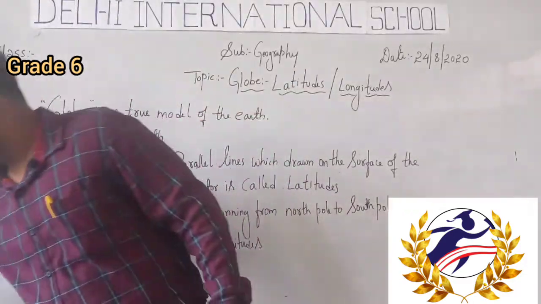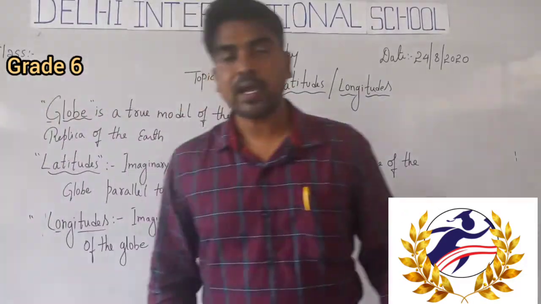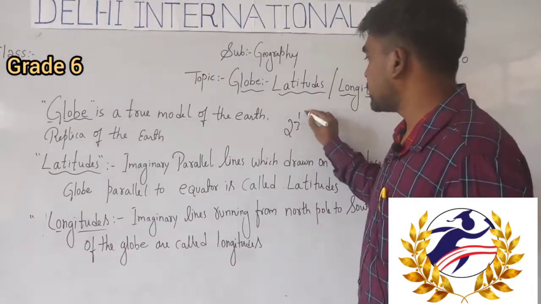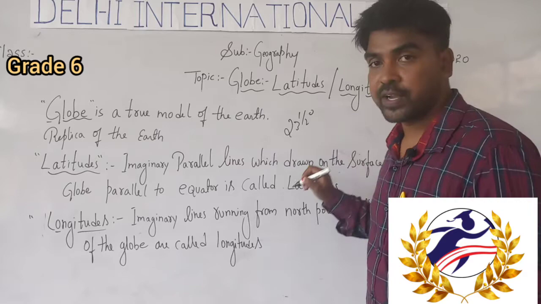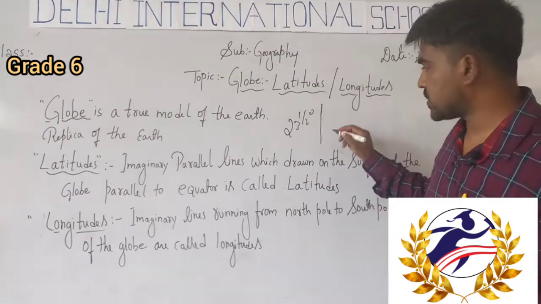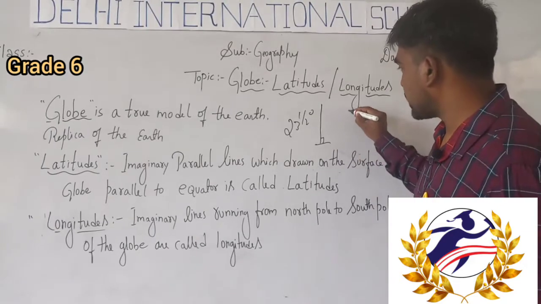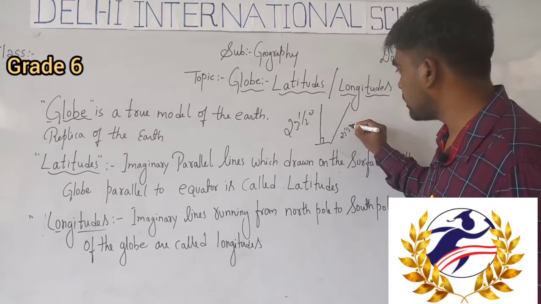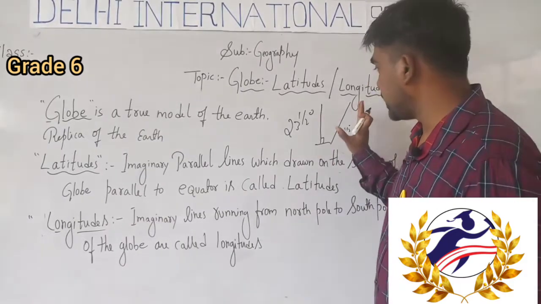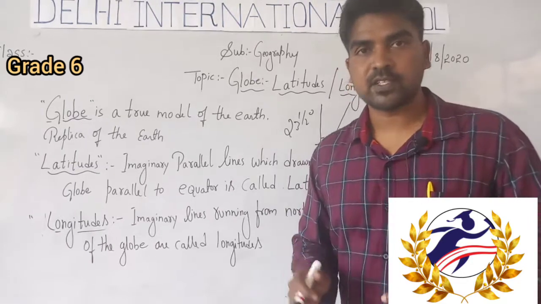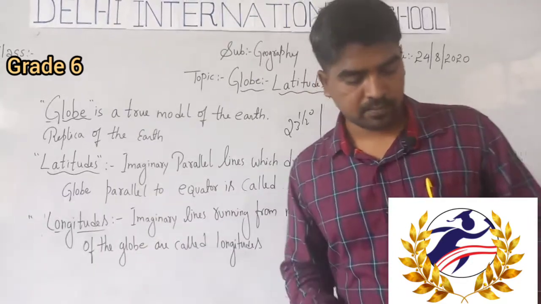So, what is the value of the axis, the earth axis? The earth is tilted by 23.5 degrees. It is not exactly straight at 90 degrees. Our earth axis is slightly slanted by 23.5 degrees. It is tilted towards the sun. Just hold on, students.